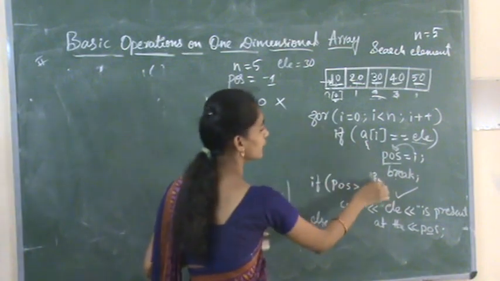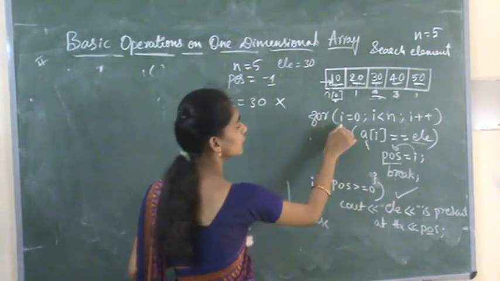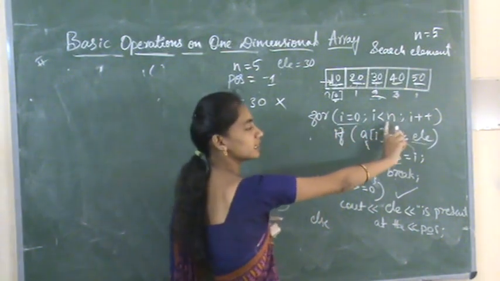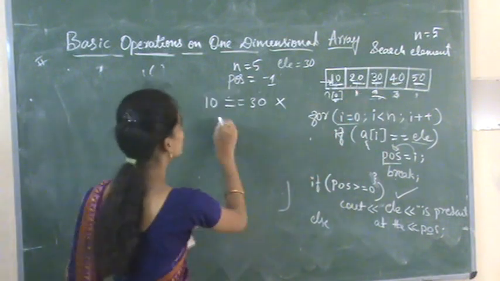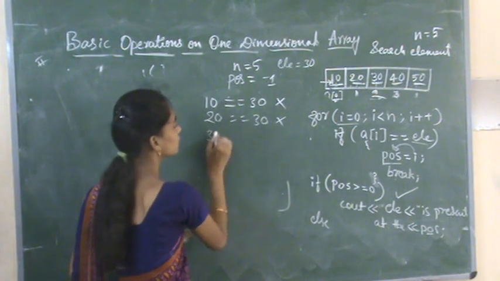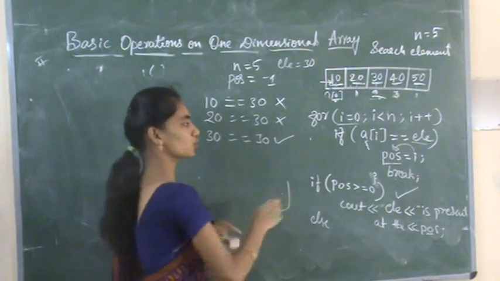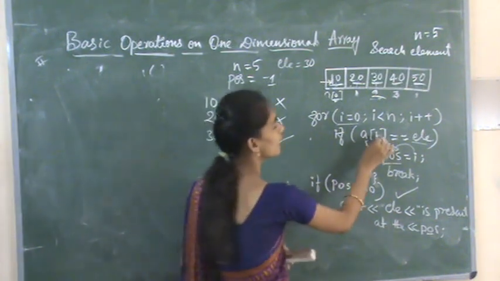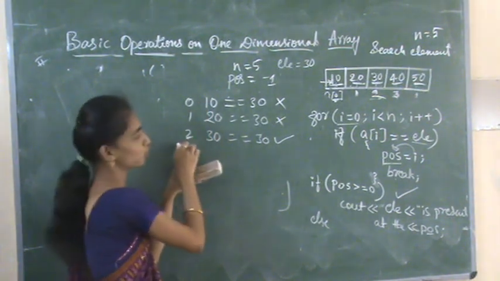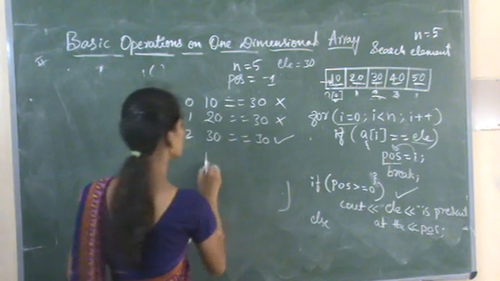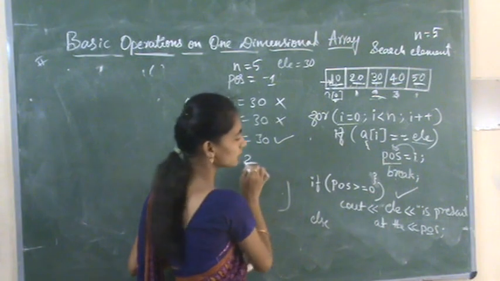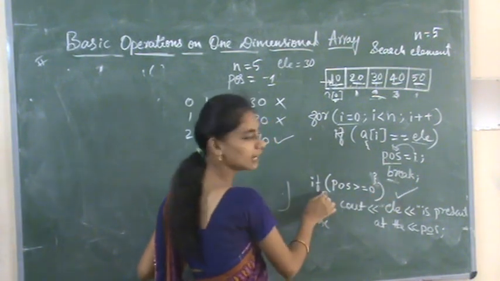No. So it again comes back to the for loop, until the loop fails, right? I increments and the condition is checked again. So I becomes 1. Is 20 equal to 30? No, again it will increment the I value. 30 is equal to 30 is true. So what is the I value? I value is 2, for 0, 1, 2. So this 2 is assigned to POS. Now POS becomes 2. Then, as we got the search element, it will break the condition and come out.